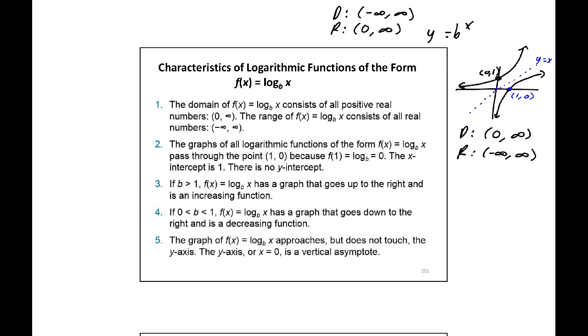Now, as we already said, if the base is greater than 1, f of x equals log base b of x has a graph that goes up to the right and is an increasing function. If the base is between 0 and 1, we've said it can't be 0 and it can't be 1, f of x equals log base b of x has a graph that goes down to the right and is a decreasing function. And then, as Art previously stated, the graph of f of x equals log base b of x approaches but does not touch the y-axis as compared to the exponential function. The y-axis, or x equals 0, is a vertical asymptote as opposed to the horizontal asymptote we discussed before.